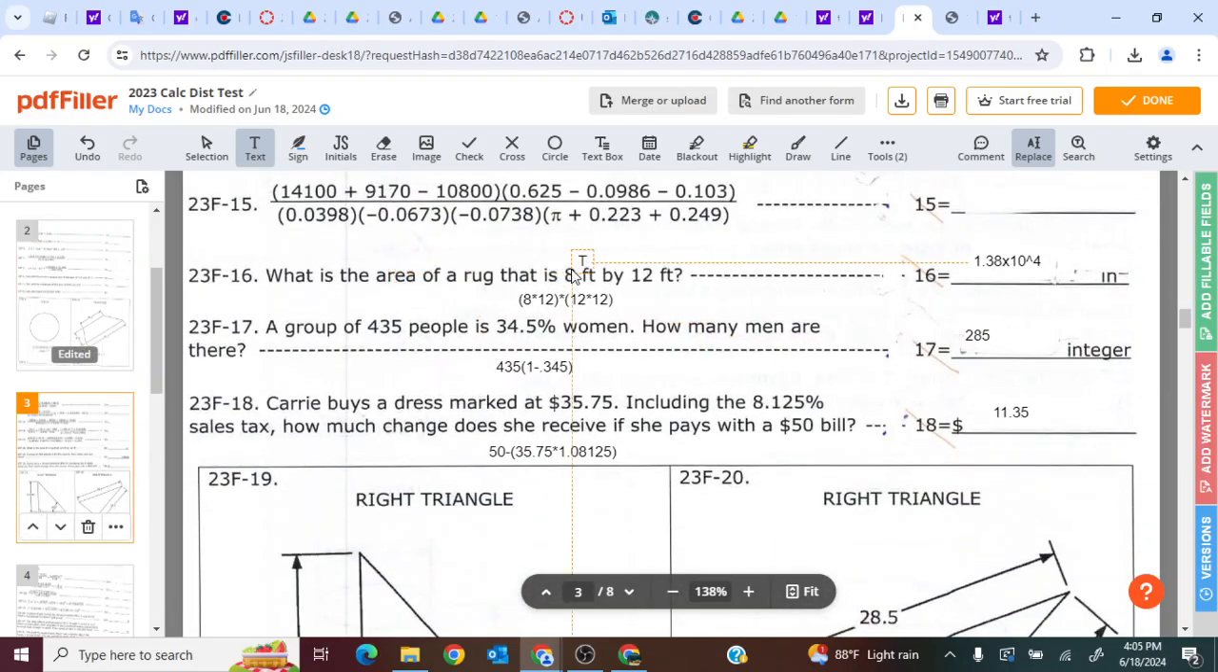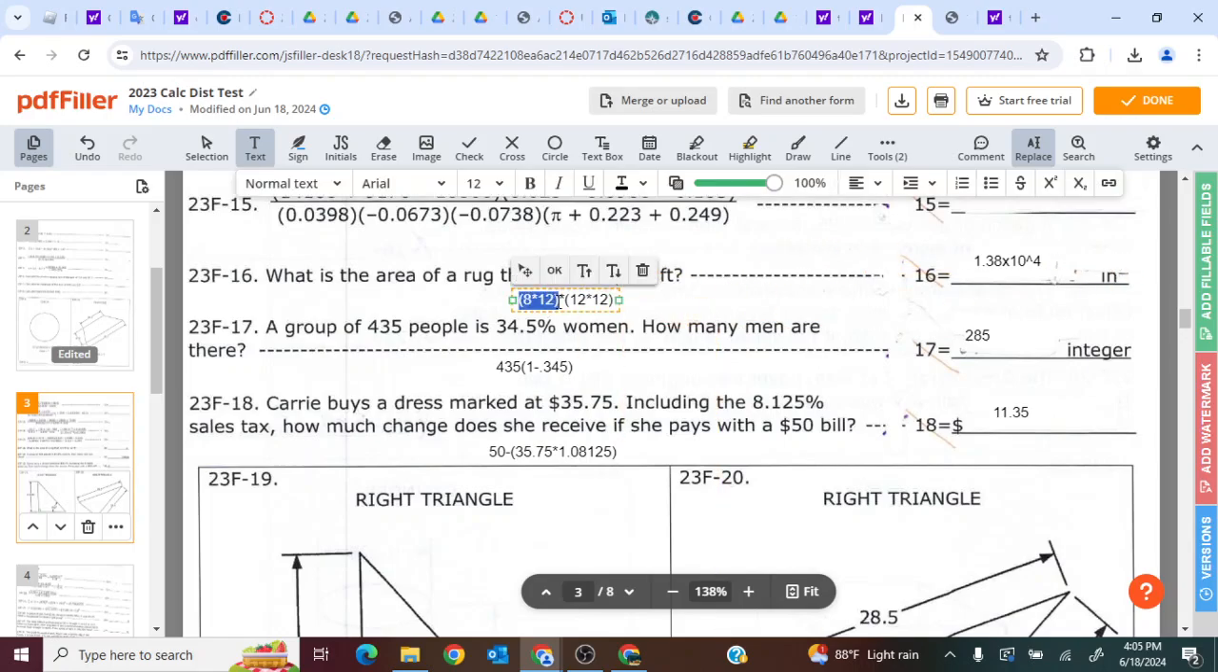16 was the area of a rug that is 8 feet by 12 feet, and it wants the answer in inches squared. Well, convert both of these to inches and multiply them together, and you get 1.38 times 10 power to 4.